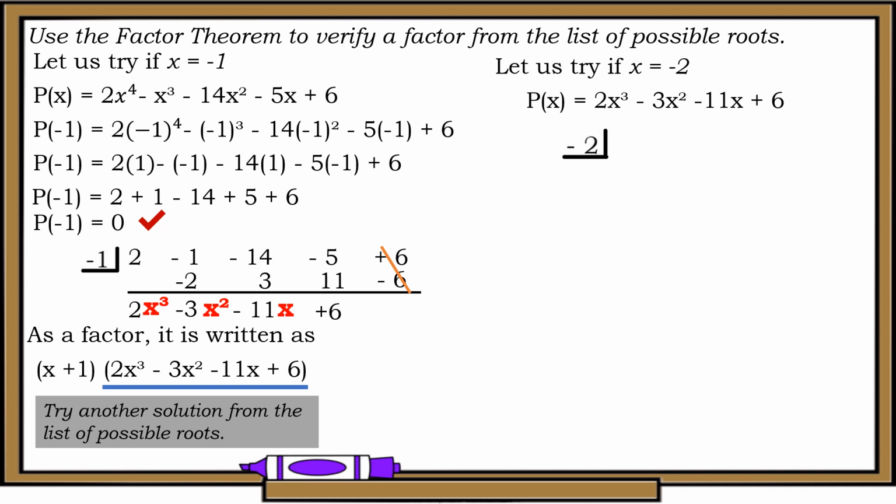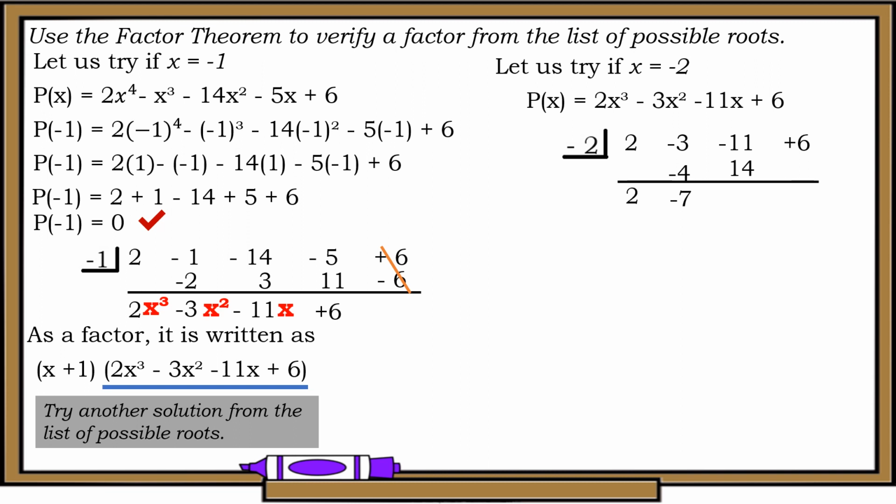Okay, let's see. Negative 2 is the divisor. Let us write all the numerical coefficients of the polynomial. So, we have 2, negative 3, negative 11, positive 6. Bring down 2. 2 times negative 2, negative 4. Negative 3 plus negative 4 is negative 7.